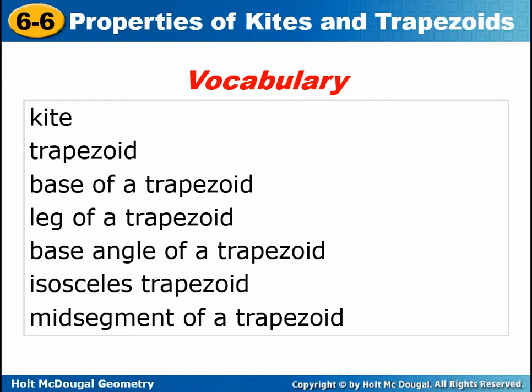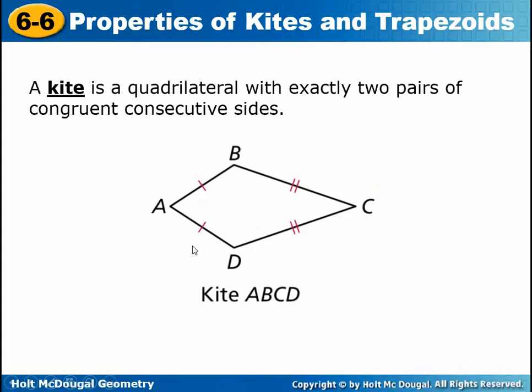We have quite a bit of vocabulary today, most of it dealing with the different parts of a trapezoid. A kite, you should know this definition, it's a quadrilateral with exactly 2 pairs of congruent consecutive sides. In this picture, you'll see that AB is marked congruent to AD. They're congruent and next to each other. That's consecutive. And also BC is congruent to DC.